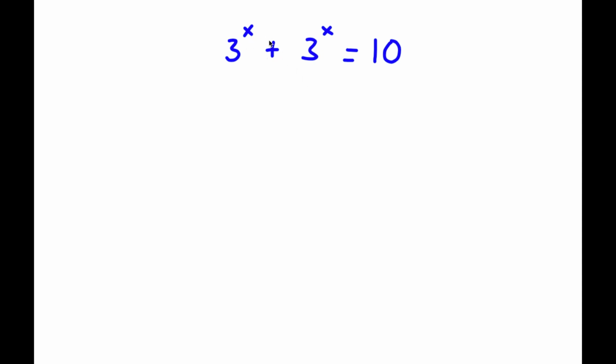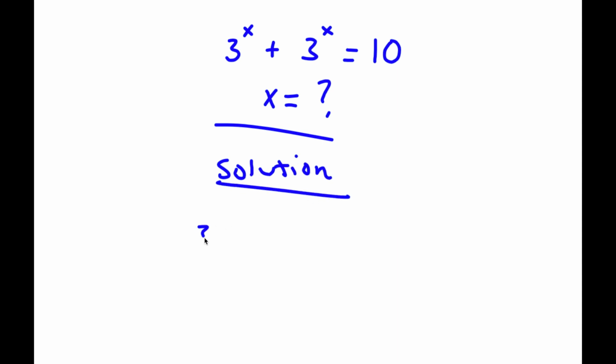Alright, so I have 3 to the power of x plus 3 to the power of x is equal to 10. So I want to find the value of x. So for my solution here, first start with 3 to the power of x plus 3 to the power of x is equal to 10.